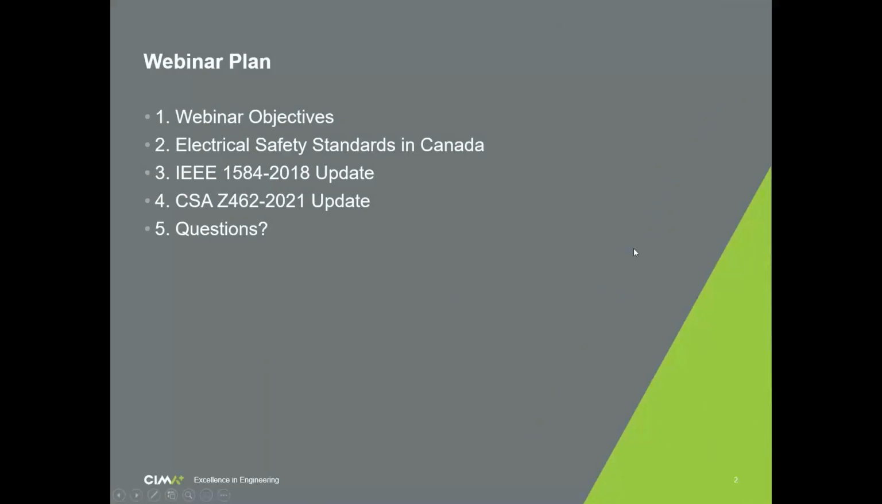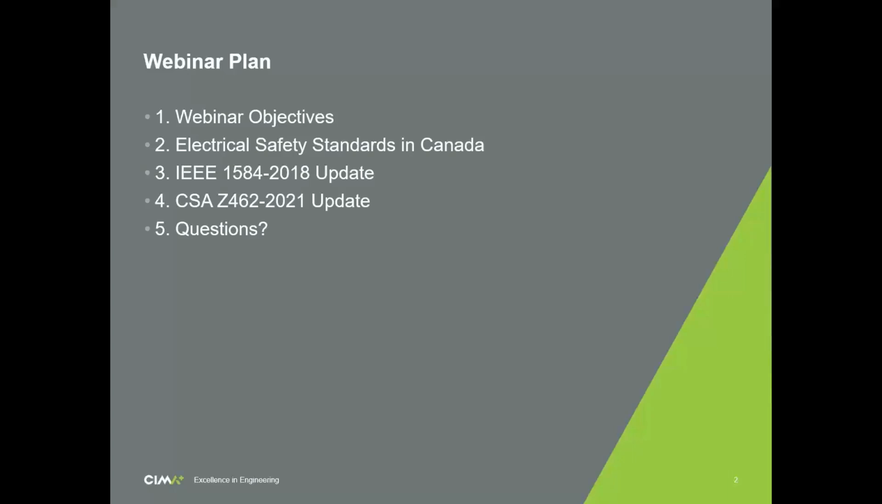The plan for today is I'm going to start by stating the objectives for this webinar. Then, as a small introduction to the subject, I will go through the electrical safety standards that apply in Canada. There's the OHSA, the Canadian Electrical Code, and Bill C-45. I'll go over these and tell you what the place of the CSA Z462 is in Canada. Where is it called? Is it mandatory by law? Things like that. Then a big change in the 2021 CSA Z462 is that the IEEE 1584-2018 is now mandatory.